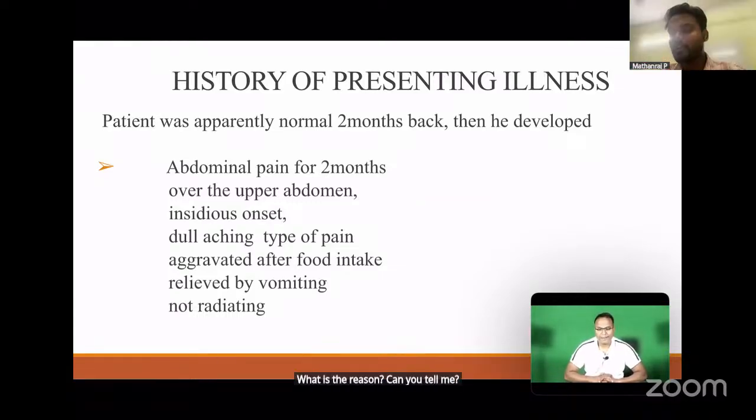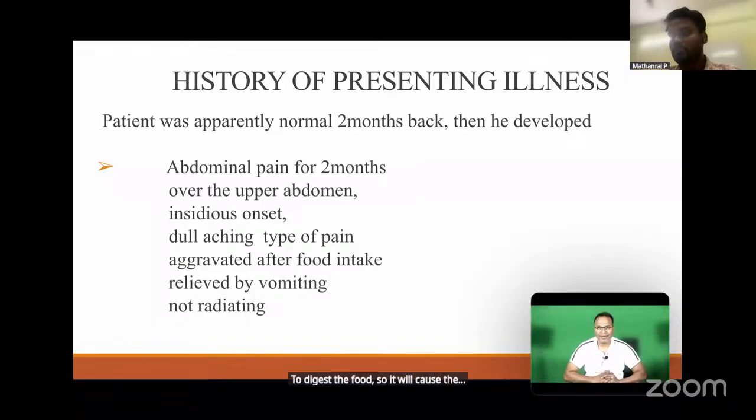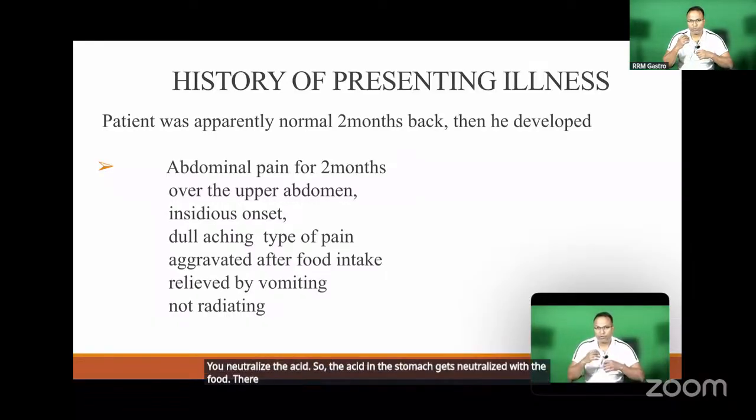Sir, in duodenal ulcer, once the food enters the stomach, there is increased acid production to digest the food, so it will cause the... No, in duodenal ulcer, what happens when you take food, you neutralize the acid. So the acid in the stomach gets neutralized with the food. Therefore, duodenal ulcer patients, especially people who have duodenitis, will keep on eating all the time. So when you keep on eating, you will have pain decrease when you have a duodenal ulcer.